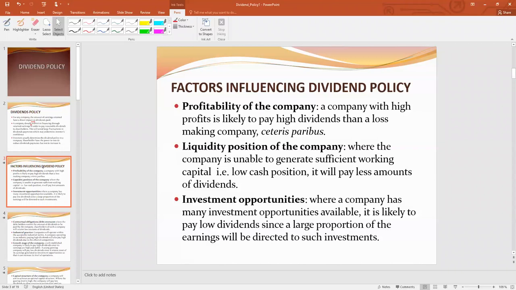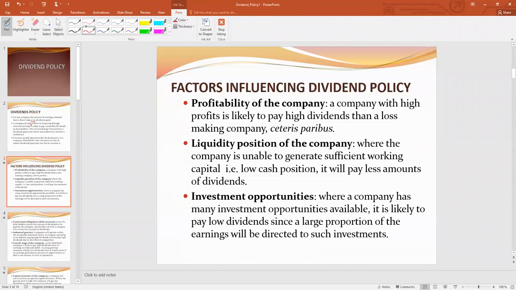Another factor to consider, of course, is the company liquidity. The liquidity you have to consider. Consider therefore your liquidity. What do you mean by that?